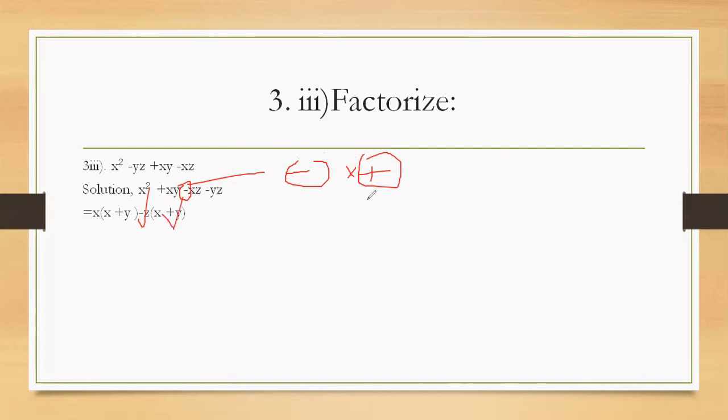What is remaining, children? Which sign is remaining there? Plus. That's why plus is left here. X plus y is remaining here. Then here is also x plus y. Now we have to take x plus y common. Then what is remaining here? X, and here remaining minus z. X plus y is one factor. X minus z is another factor. These are the two factors of this question. Are you clear, children?